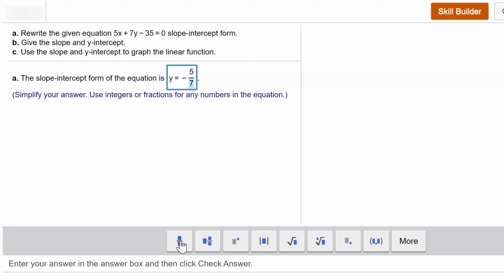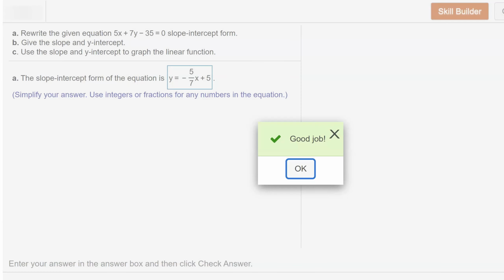I don't want x in the denominator. So you have to arrow to the right. So now I get my negative 5/7 x and then plus 5. Then I have to check my answer. It's off the screen, but that's what I'm doing.